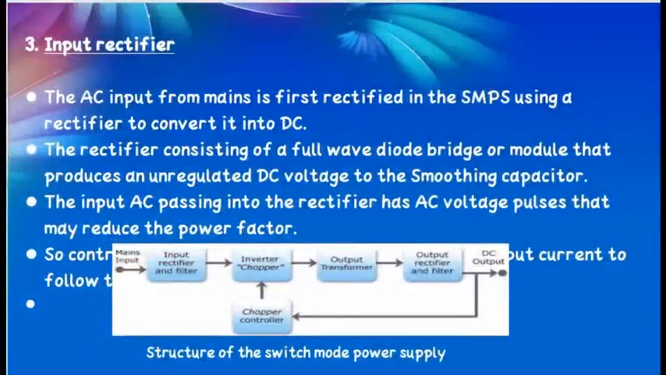Input rectifier. The AC input from mains is first rectified in the SMPS using a rectifier to convert it into DC. The rectifier, consisting of a full wave diode bridge or module, produces an unregulated DC voltage to the smoothing capacitor. The input AC passing into the rectifier has AC voltage pulses that may reduce the power factor.